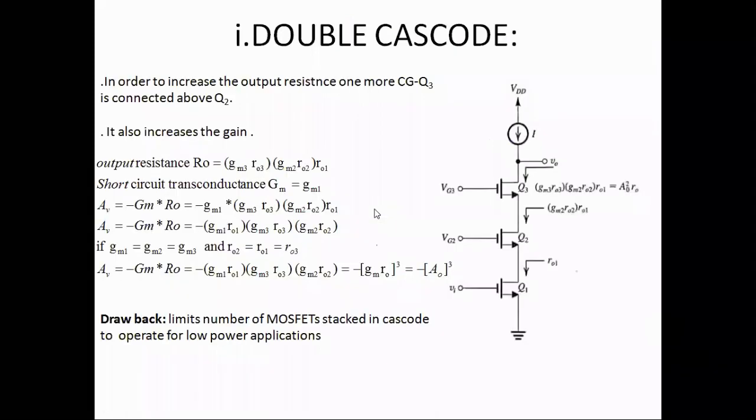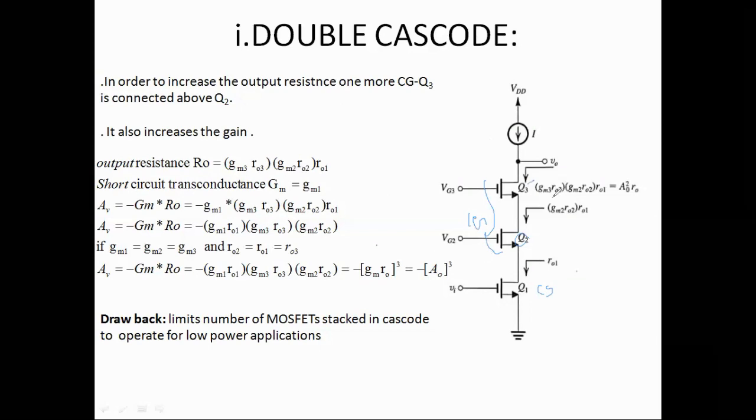Okay, now double cascode. There are two types in your syllabus: double cascode and folded cascode. Double cascode means one more common gate transistor, Q3, is stacked above Q2. Q1 is common source, which converts voltage to current. That current drives the source of Q2, which drives the source of Q3, so these two are common gate, hence it is double cascode.